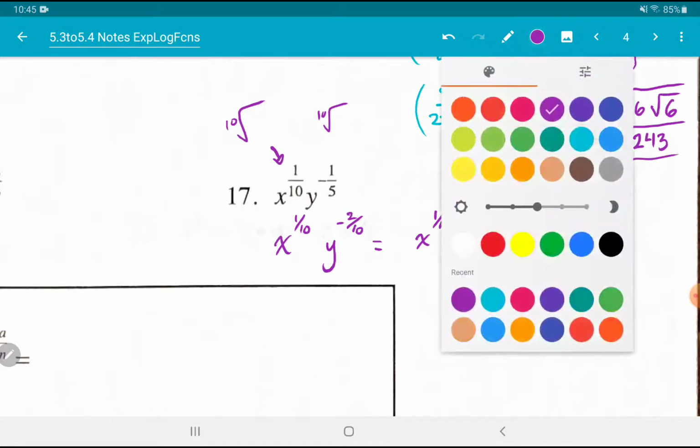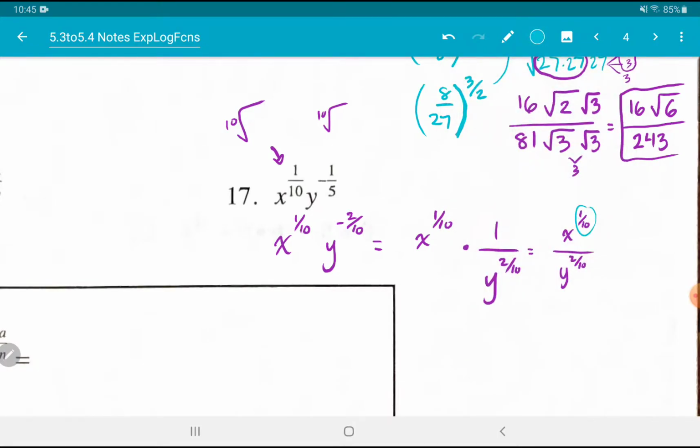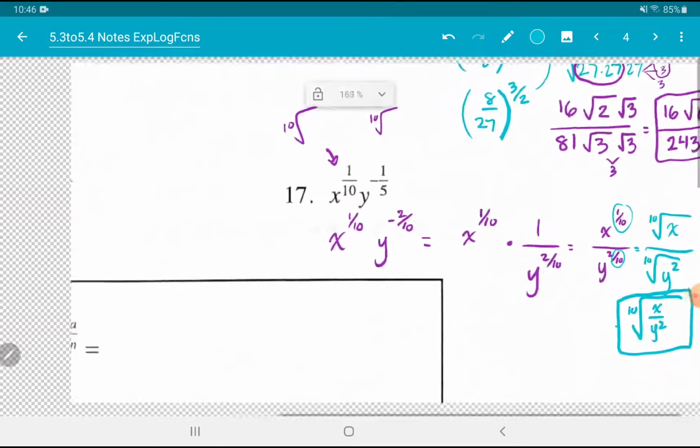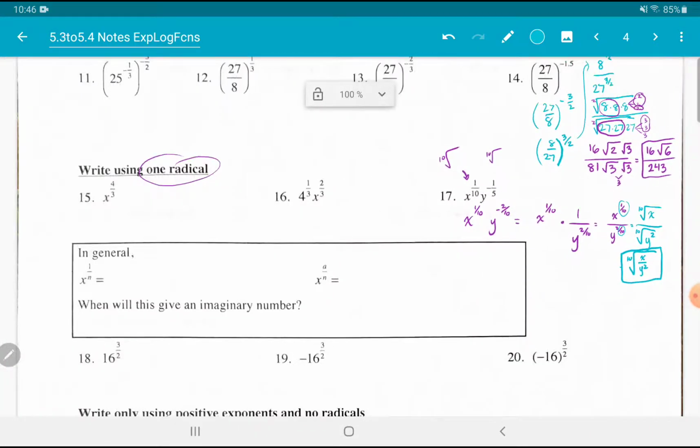Now notice here that they both have the same radical, the 10th root. So what we can do is treat this as the 10th root of x over the 10th root of y squared. And if we want it as one radical, a property of radicals says we can put it all together as the 10th root of x over y squared. There is our final result. All right, let's bring that into this box that you see here.